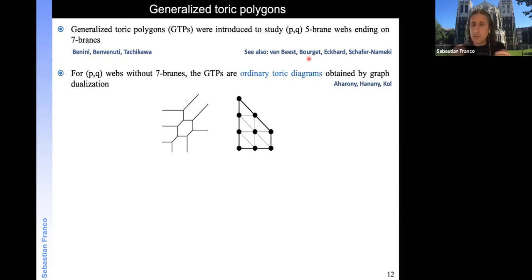So first of all, let me go back to the original case. Let's imagine that you have a web of 5 branes without any 7 brane. You can think that the toric diagram is obtained by just dualizing this way. So that's an ordinary toric diagram.